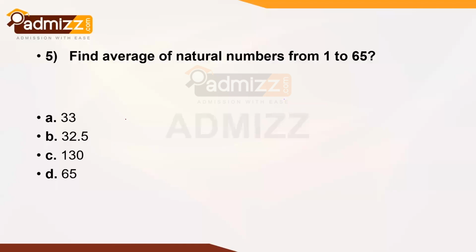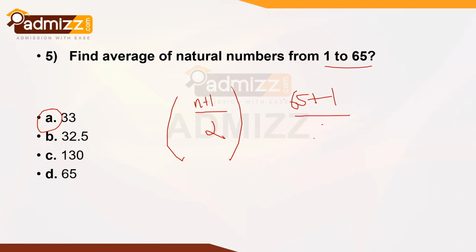Absolutely. The correct answer is, as most of you say, option E, 33. As mentioned, the formula for the average of the first n natural numbers is (n plus 1) over 2. The total number of items in this case is 65, so this is (65 plus 1) over 2, which is 66 over 2, which is 33. So 33 is the correct answer. Is this clear to everyone?